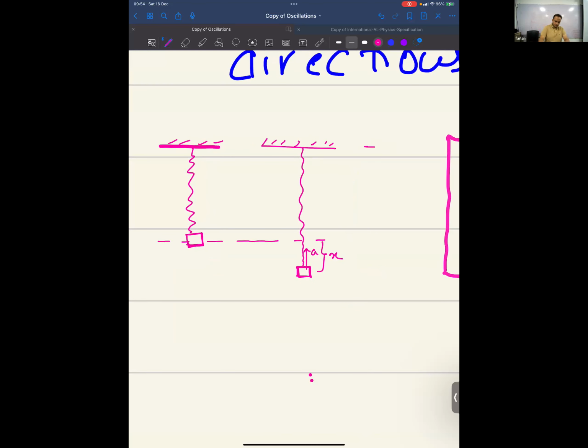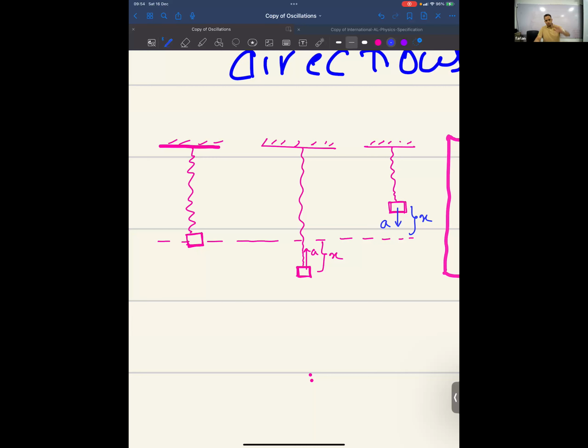Now let's say in another instance, this is the equilibrium level. Let's say the spring is here. The object is here. The displacement is this way. The acceleration will be in the opposite direction, this way. Understood?